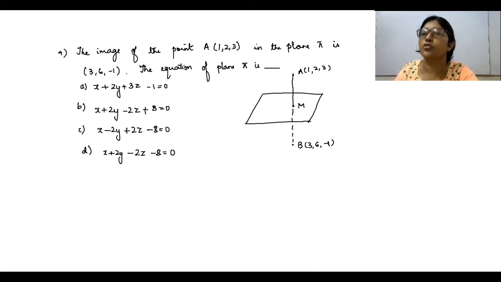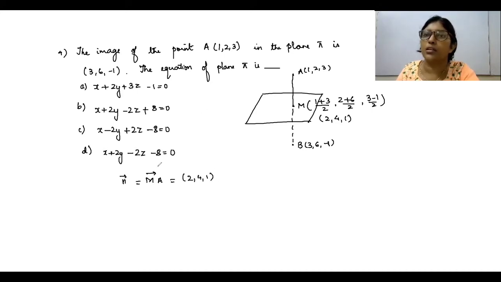Okay, so the image of the point in the plane pi is, so we have taken the image, we know that M will be the midpoint, so let's find the midpoint. 1 plus 3 by 2, 2 plus 6 by 2, and 3 minus 1 by 2. This will give us the point on the plane. So this is 2, 4, and 1. Now, for the normal, we can take vector MA, any vector.